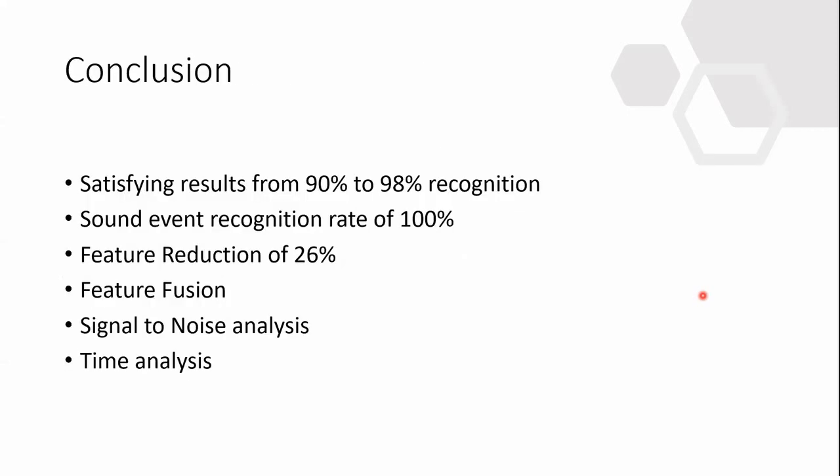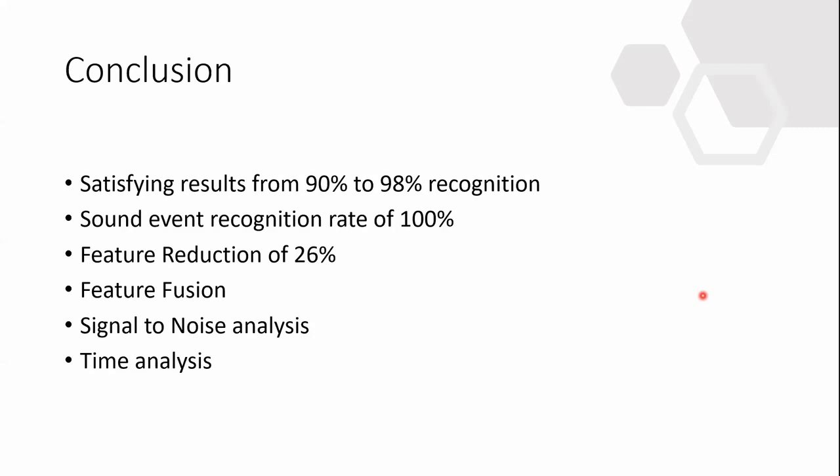So in conclusion, we have created a benchmark algorithm which uses stationary features, MFCC, along with cluster type classifiers, and which provides very satisfying results from 90 to 98% of recognition, and with a sound event recognition rate of 100%. This is a great benchmark algorithm on which we will be able to do other research with other features and other classifiers. We have also added an adaptive frame filtering technique, which is able to reduce our number of features by 26% at the cost of about 1% in accuracy.